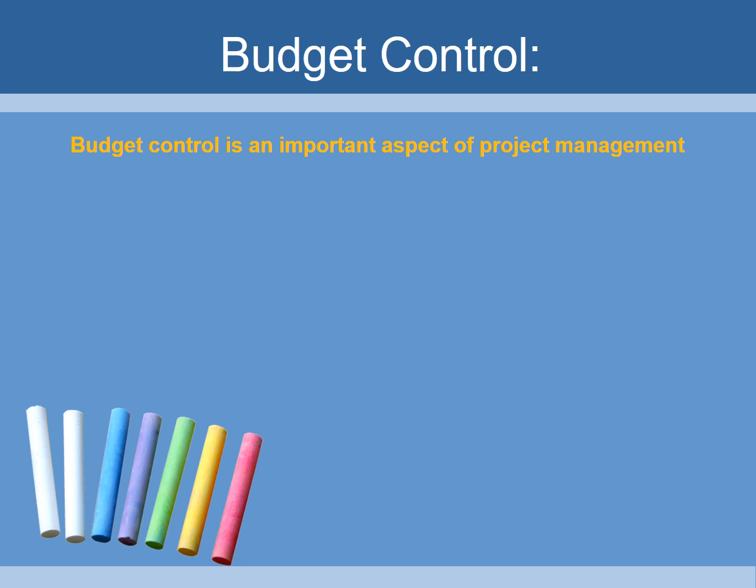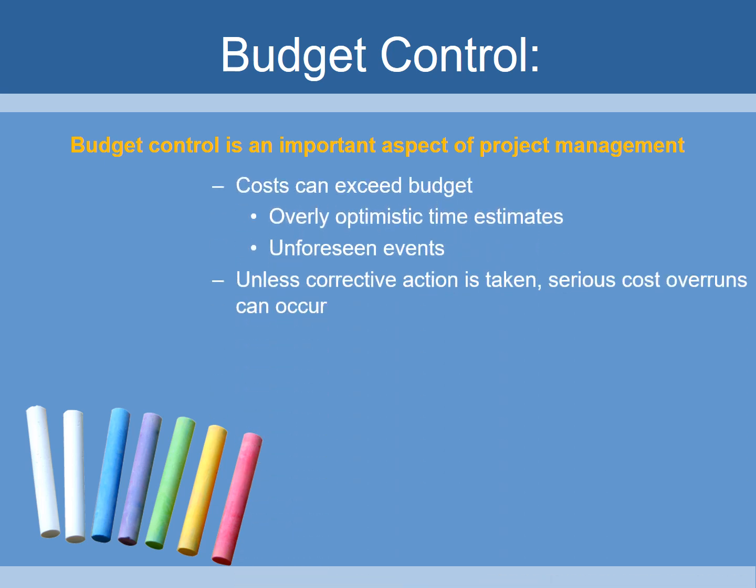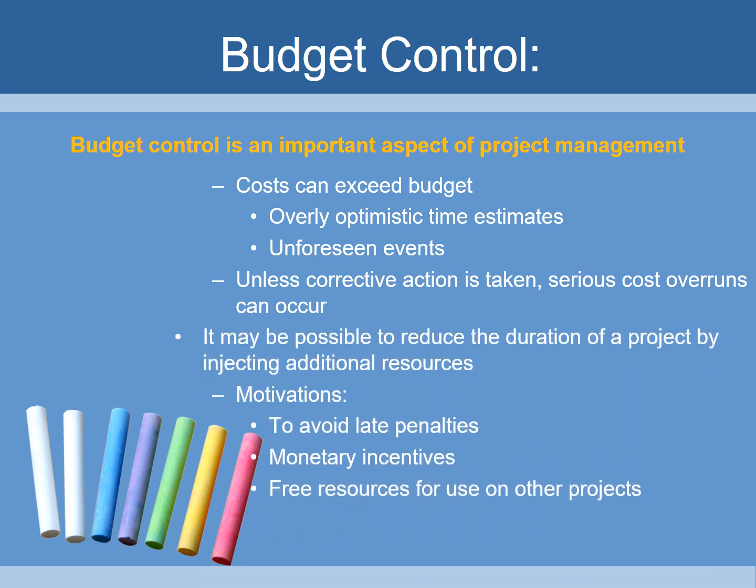Budget control is also an important aspect of project management. Costs can exceed budget by having overly optimistic time estimates, or having some unforeseen events or activities break in and disrupt the process, and unless corrective action is taken, serious cost overruns can occur. It may be possible to reduce the duration of a project by injecting some additional resources, but the motivations are to avoid late penalties, gain any monetary incentives, and free resources for use on other projects.